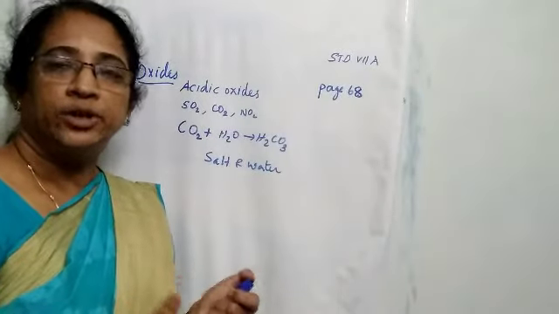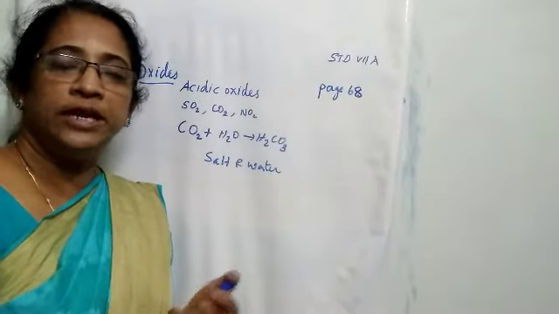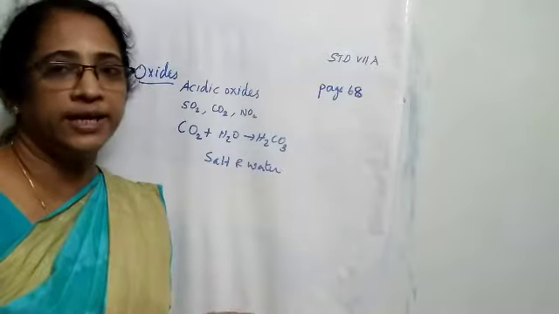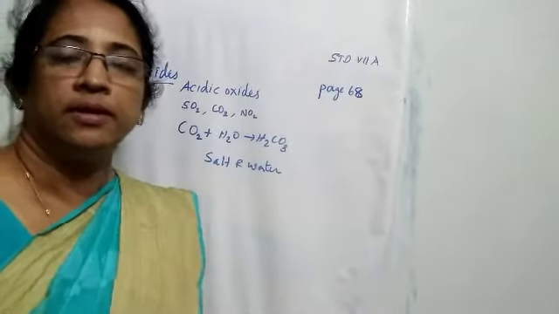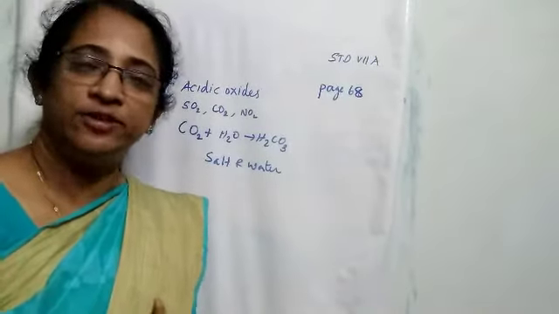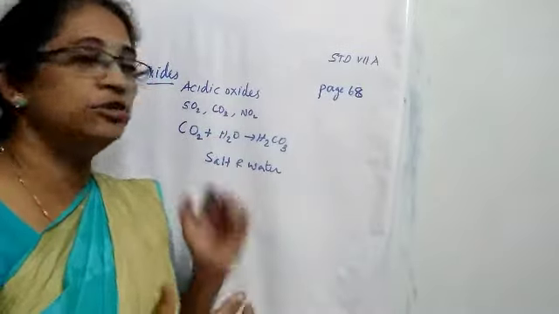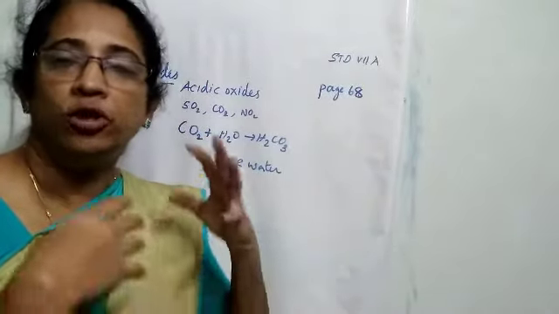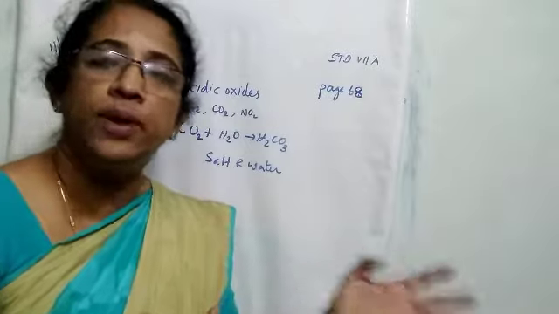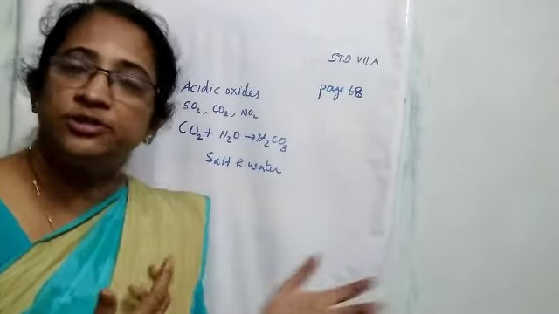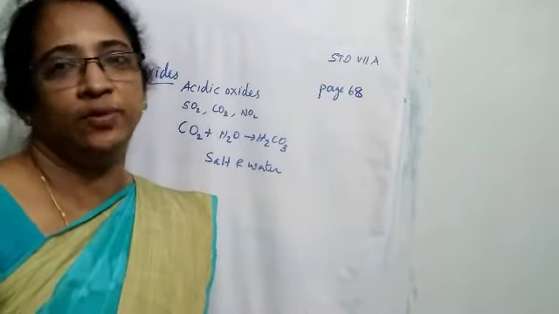So we learned about acidic oxides. What type of element forms acidic oxides? Non-metallic elements. Non-metallic oxides are acidic oxides. They dissolve in water to form acids. Acids react with the bases to form salt and water.